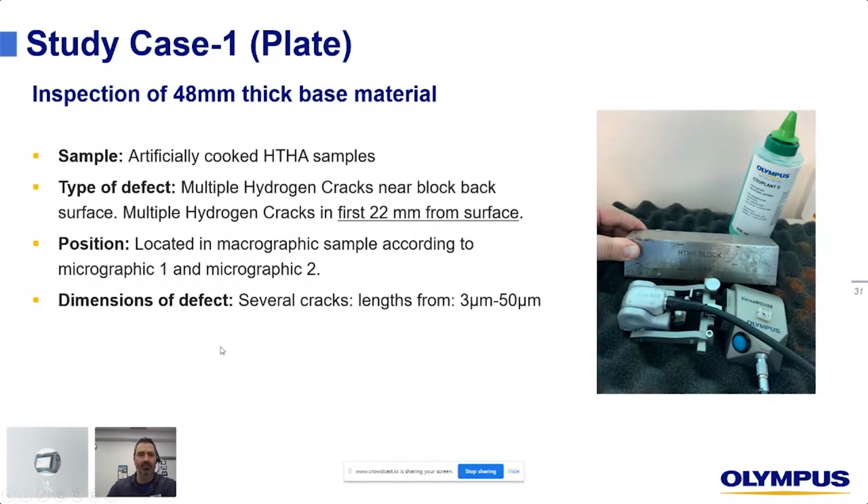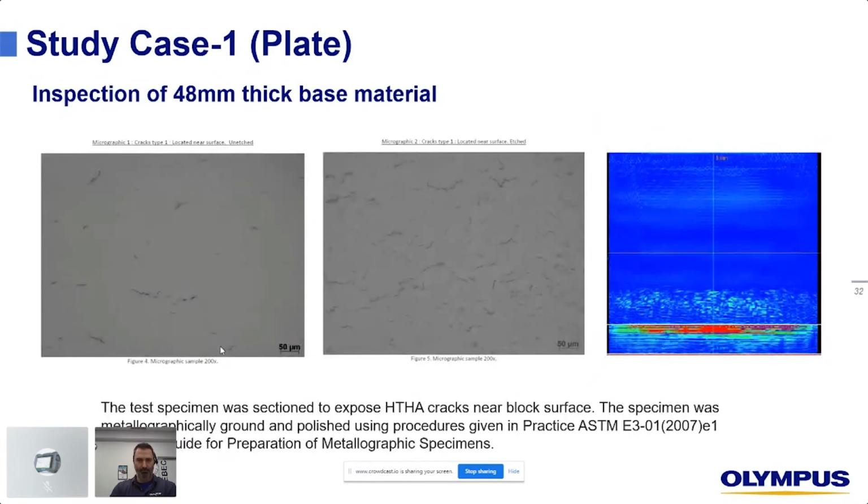Those were validated through micrographic samples, according to micrographic 1 and 2. Dimension of the defects: several cracks ranging from 3 microns to 5 microns. You can see the micrographic sample near the surface with the etch, so everything appears way more clearly.